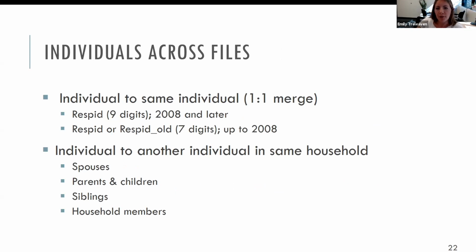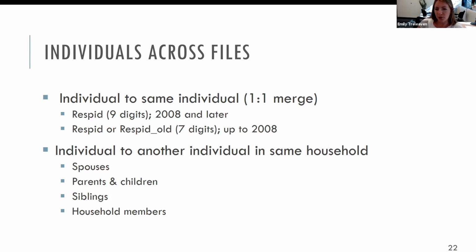So turning to merging, we'll first talk about merging data about an individual to other data about that same individual in a different data set. This is called a one-to-one merge because we're merging a single observation in one data set to a single observation in another data set. In CVFS, individual IDs are called the respondent ID, or RESP ID as the variable name. Remember that the RESP ID was 7 digits until 2007 and then 9 digits from 2008 onwards.